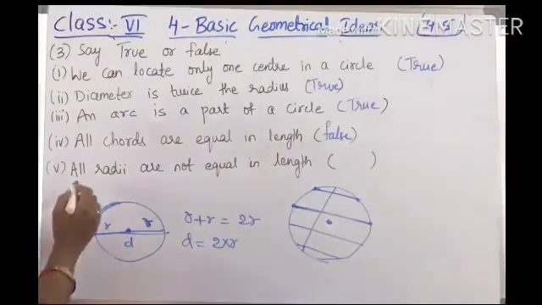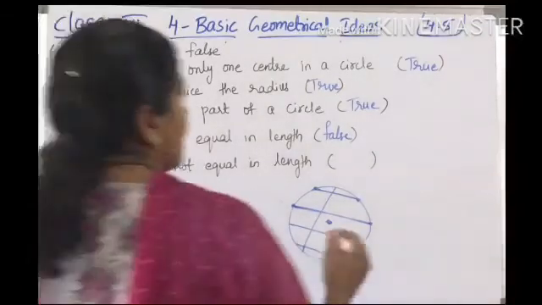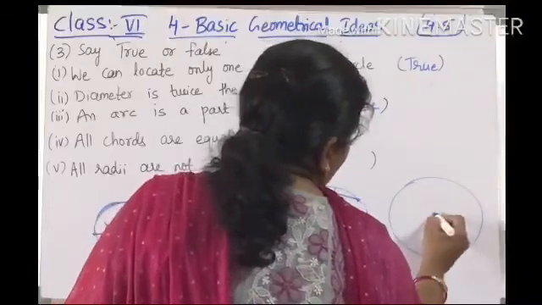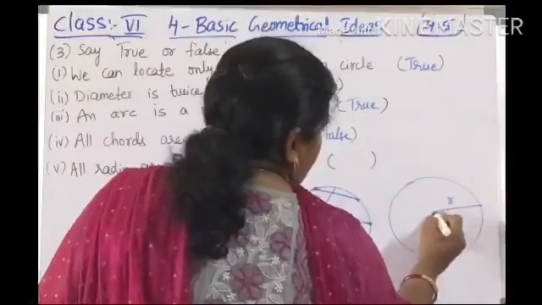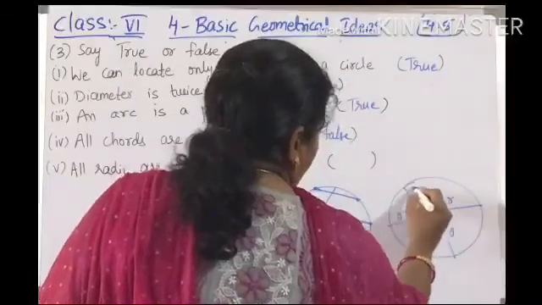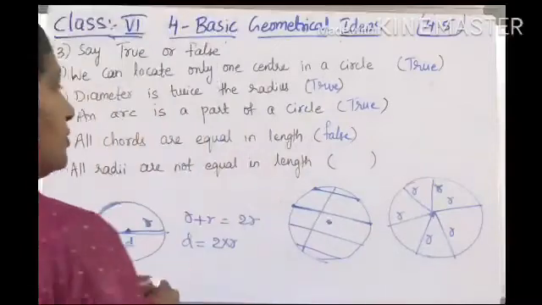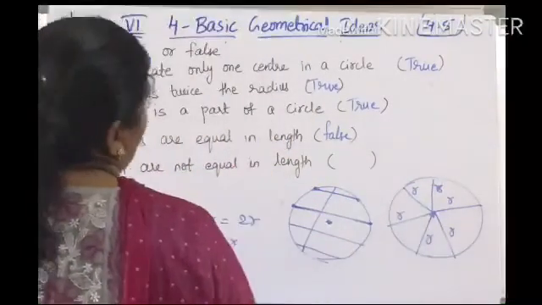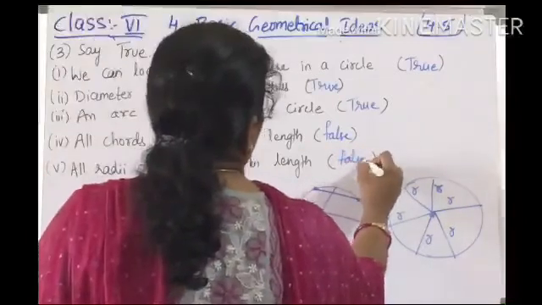Chords are not equal, but diameters and radii are equal. Now coming to the fifth one: all radii are not equal in length. In reverse they gave. See, this is a circle, children. Radius is nothing but the line from the center to any point on the circle. See, these all are radii only. So what did you observe? All the radii of a circle are equal in length, but they said not equal. So it is also false.